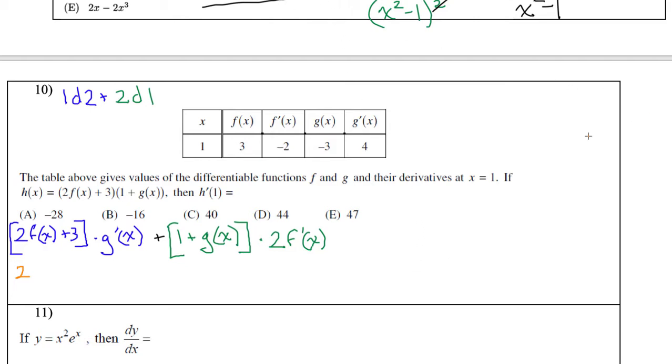All right, and then from there, I'm going to plug in 1, because it's saying h prime of 1. When I plug in 1, I'm going to get 2f of 1 plus 3, all of that times g prime of 1. All right, let's add in what happens when we sub in over here. It's going to be 1 plus g of 1 times 2f prime of 1.